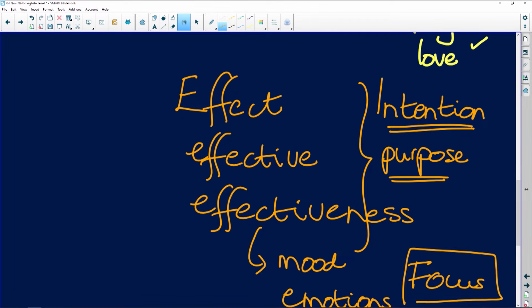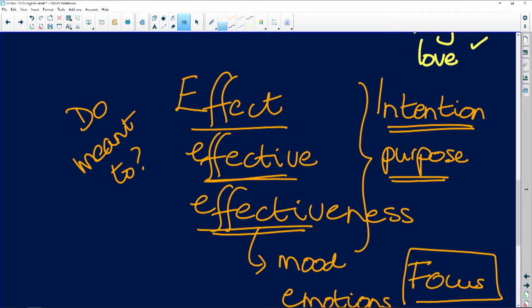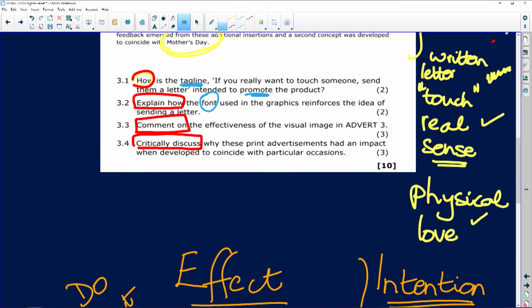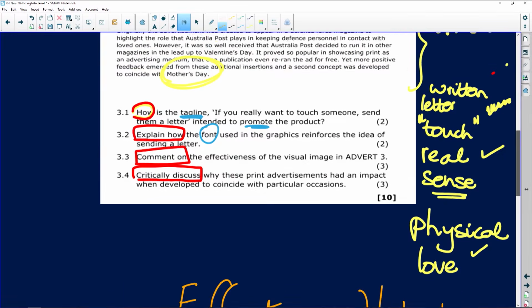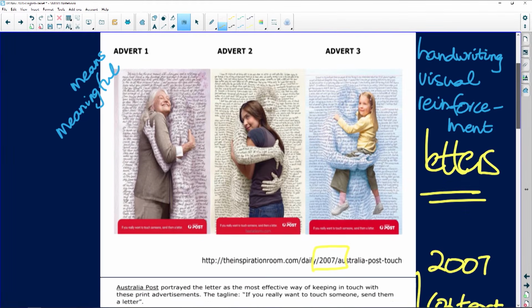All right, so can I write that? Did it do what it was meant to? That's what you're asking yourself. And I get asked this from all students for paper 1 and paper 2. So I'm probably going to go over it again before paper 2 if I'm asked to. Okay, go back to the question. The effectiveness of the visual image in advert 3. So let's go to advert 3.